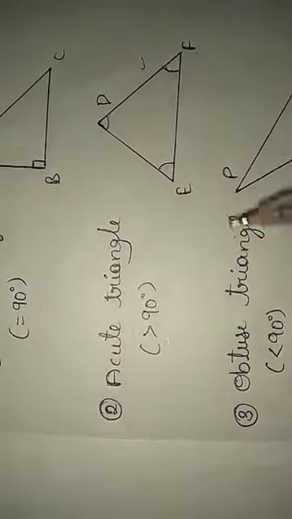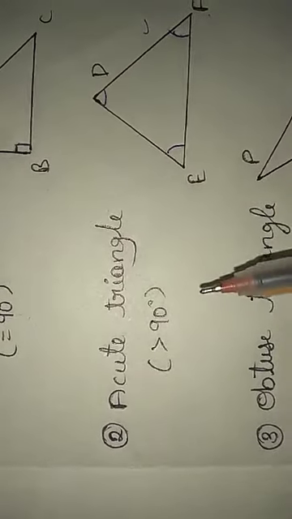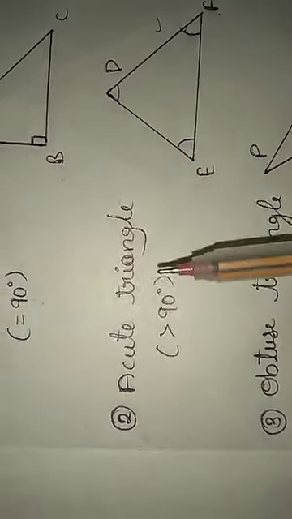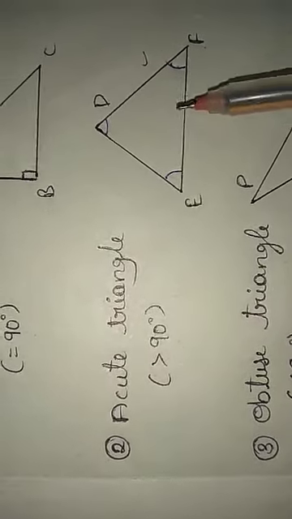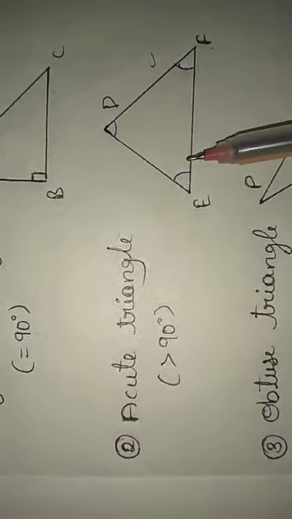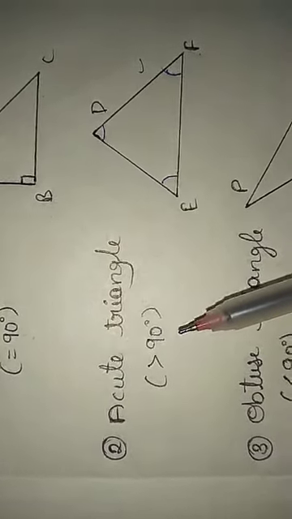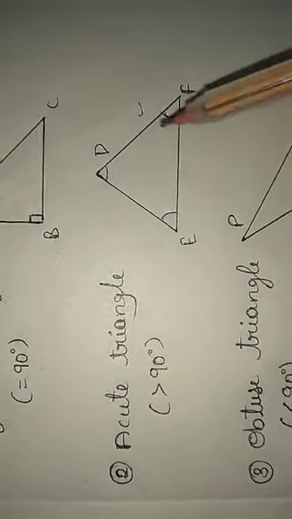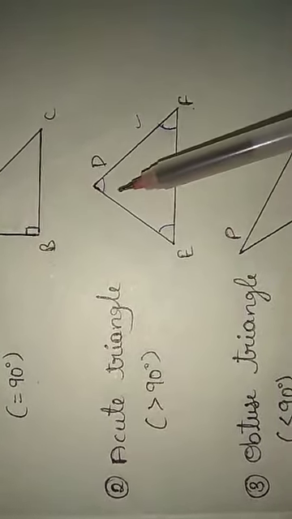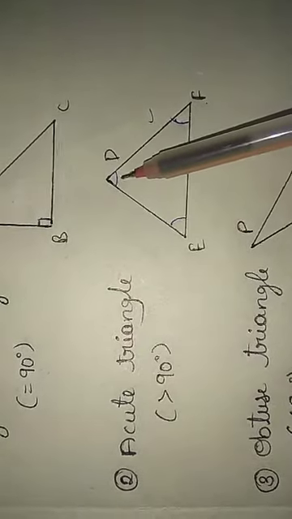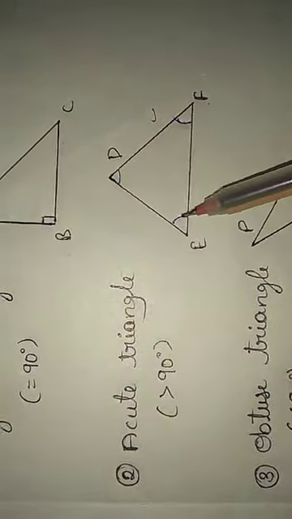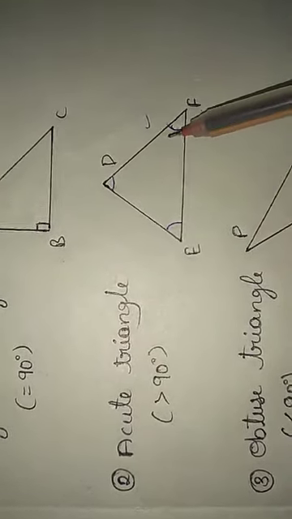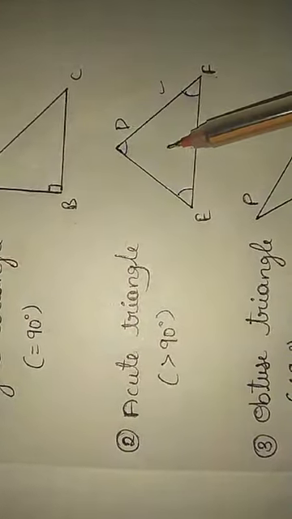Second one is the acute triangle. An acute triangle means a triangle in which all the angles are acute. Acute means less than 90. Suppose I have a triangle DEF. In this triangle, angle D is less than 90, angle E is also less than 90, angle F is also less than 90. Then I can say this is an acute triangle.